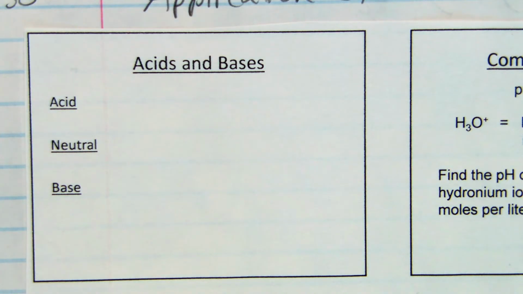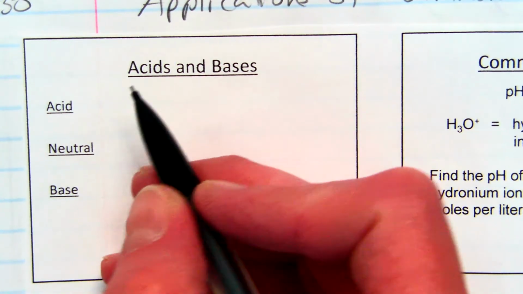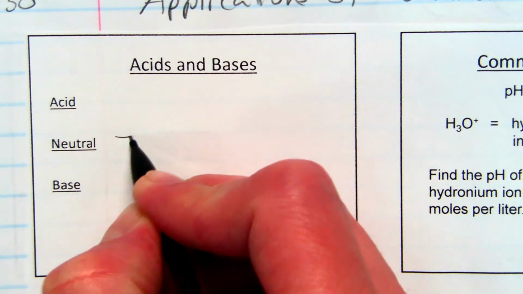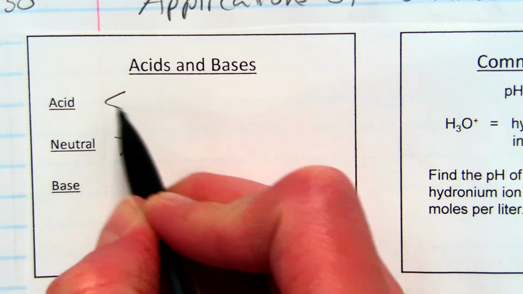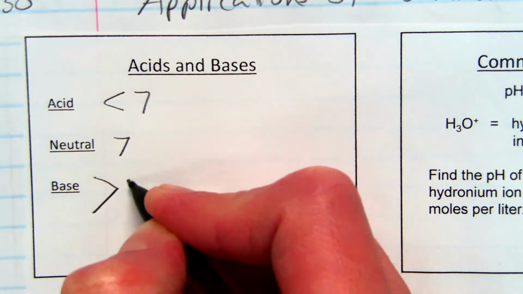All right, so let's do this. Acids and bases. So we're talking about the pH. What pH would you have for an acid? Do you remember? 7. So 7 is neutral. So if it's less than 7, it's an acid. If it's greater than 7, it's a base.